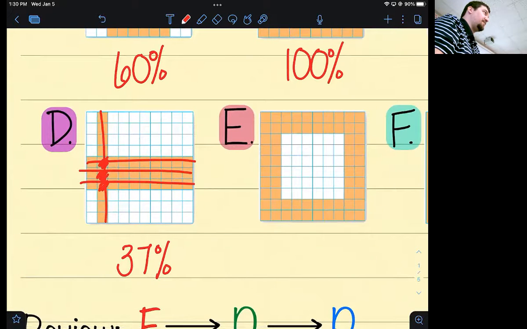You okay back there? All right. Does it make sense? Okay. What about E? Caden? 64% is correct. Can you explain how you got that?